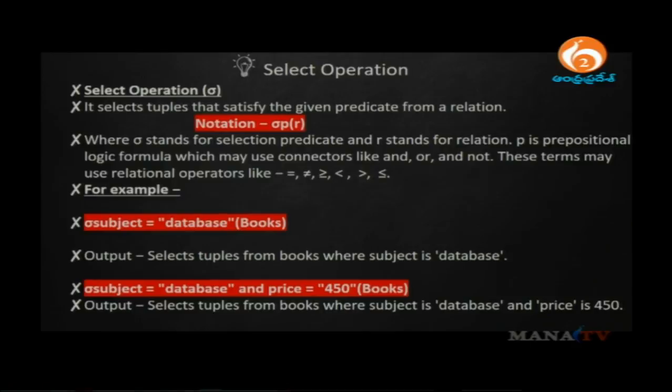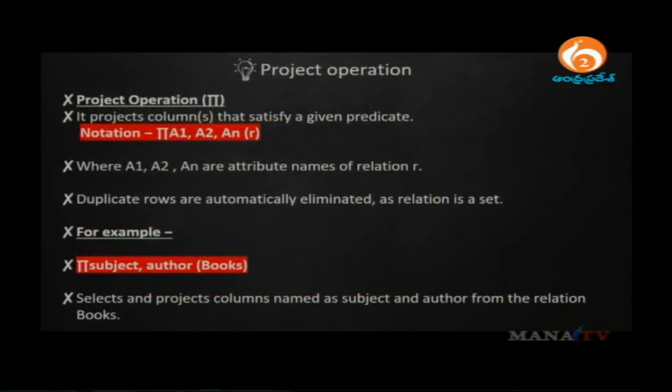Now, let me go to the project operation. Right. Please note down the points which are showing on your screen now. Once it is clear, then we're going to go for the project operation. What does the project operation mean? It projects the column or the columns that satisfy the given predicate. Nothing but whatever statement is given by the user, with that it projects either one column or more than one column.